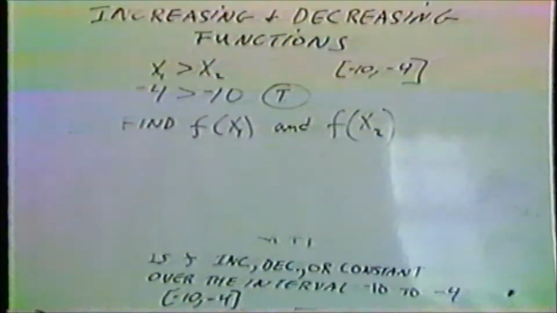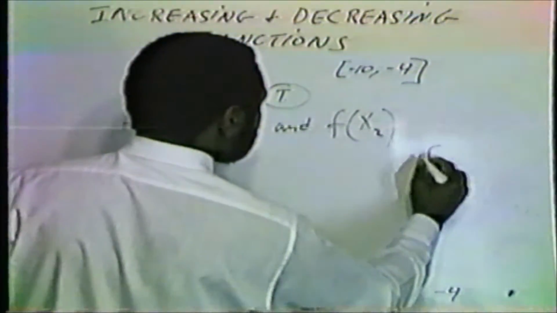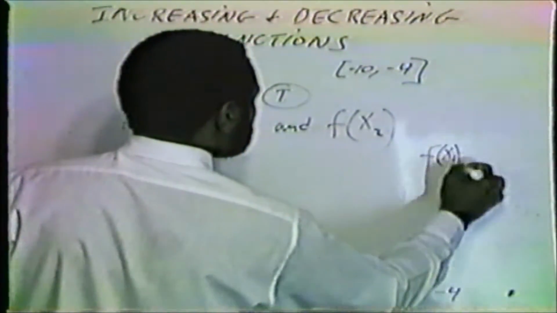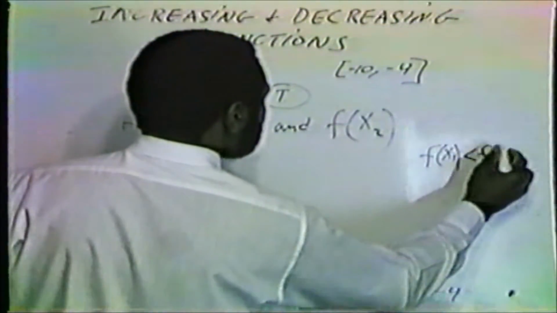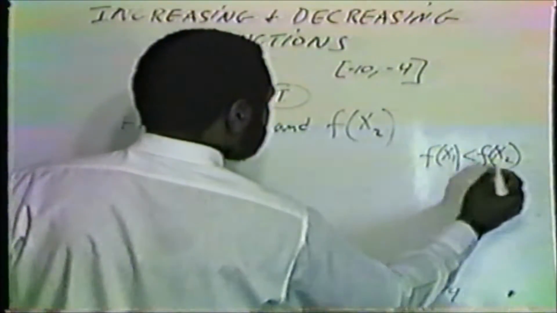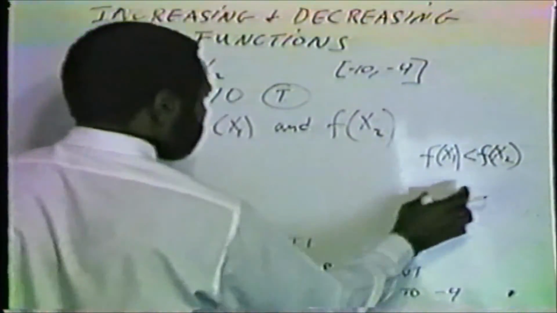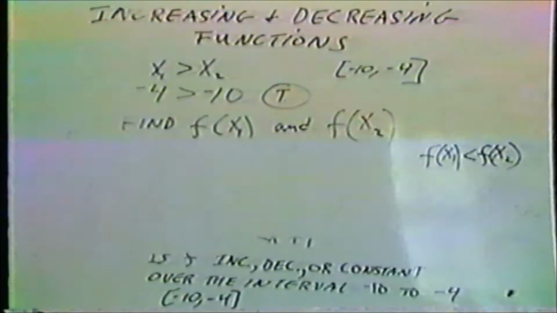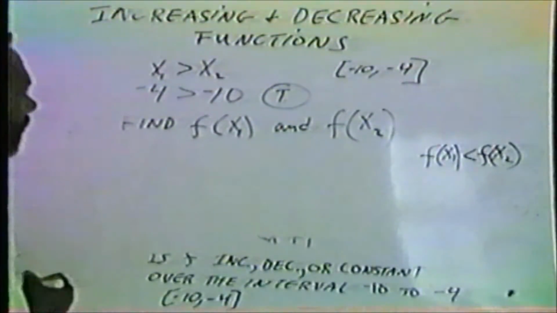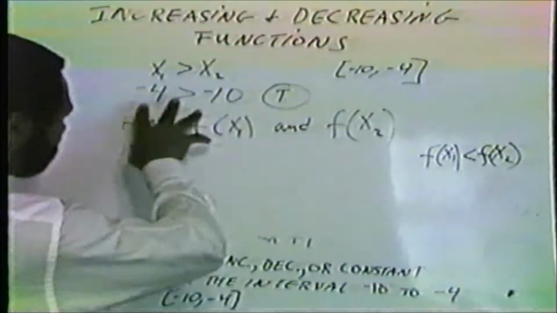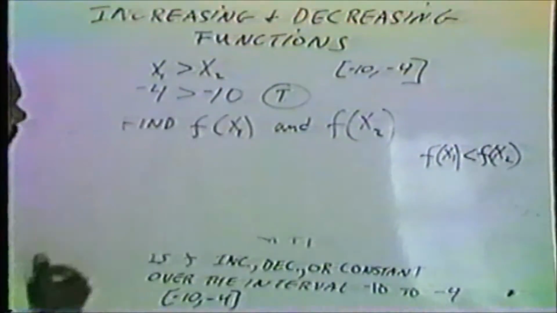If f of x of 1 is less than f of x of 2, and that is true, then the function is decreasing. If it's not true, the function is not decreasing. It might be increasing or it might be a constant function.